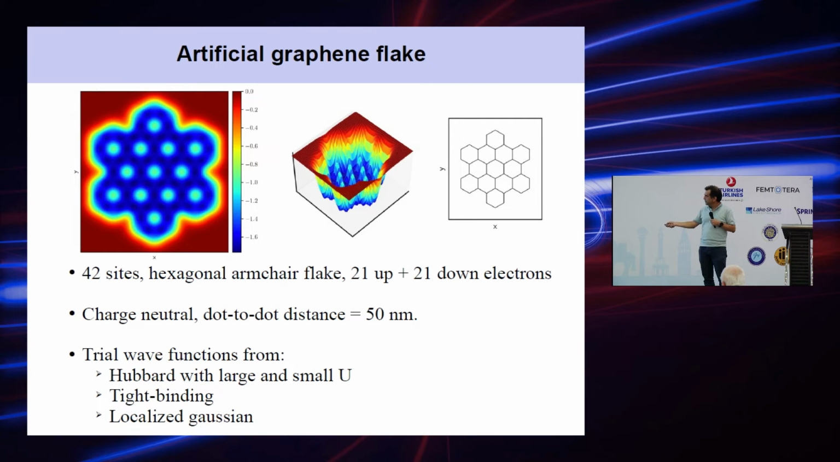And here we obtain our trial wave functions from Hubbard with large, first large, then small on-site parameter U, to see if the system behaves more like an insulator or a metal. We also used tight binding and localized Gaussian orbitals just to check that things were working fine. But the most important are these Hubbard trial wave functions.